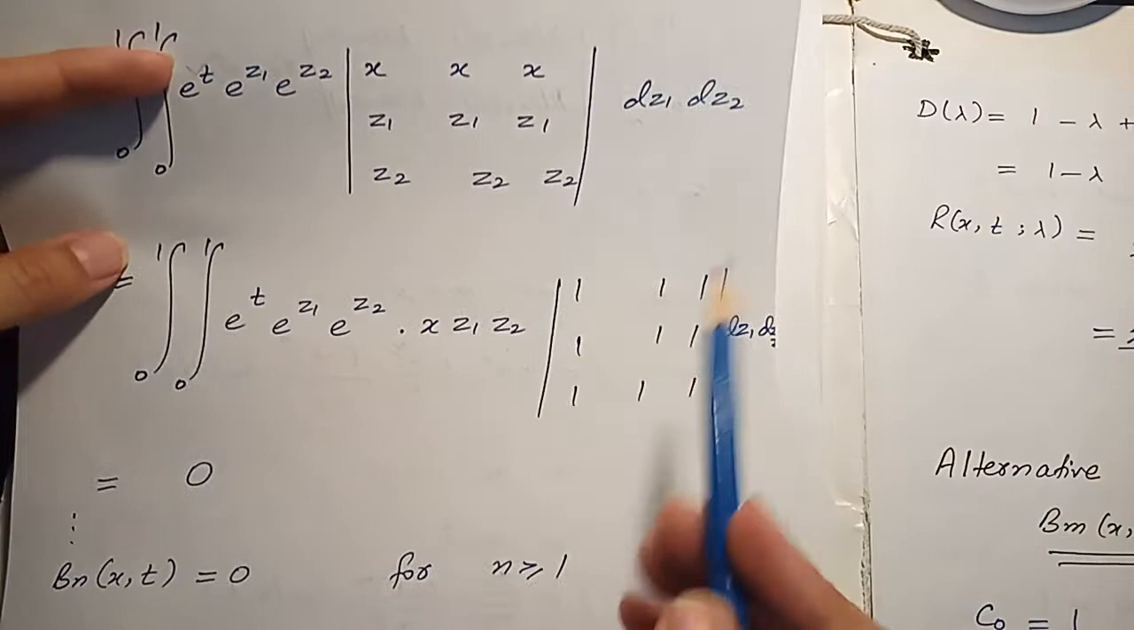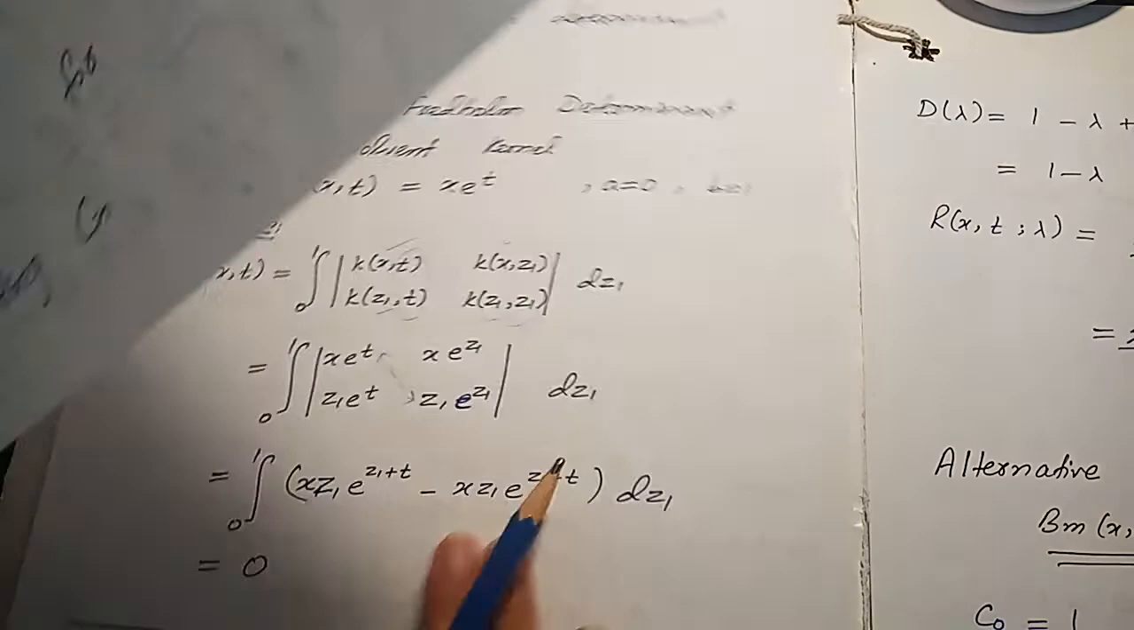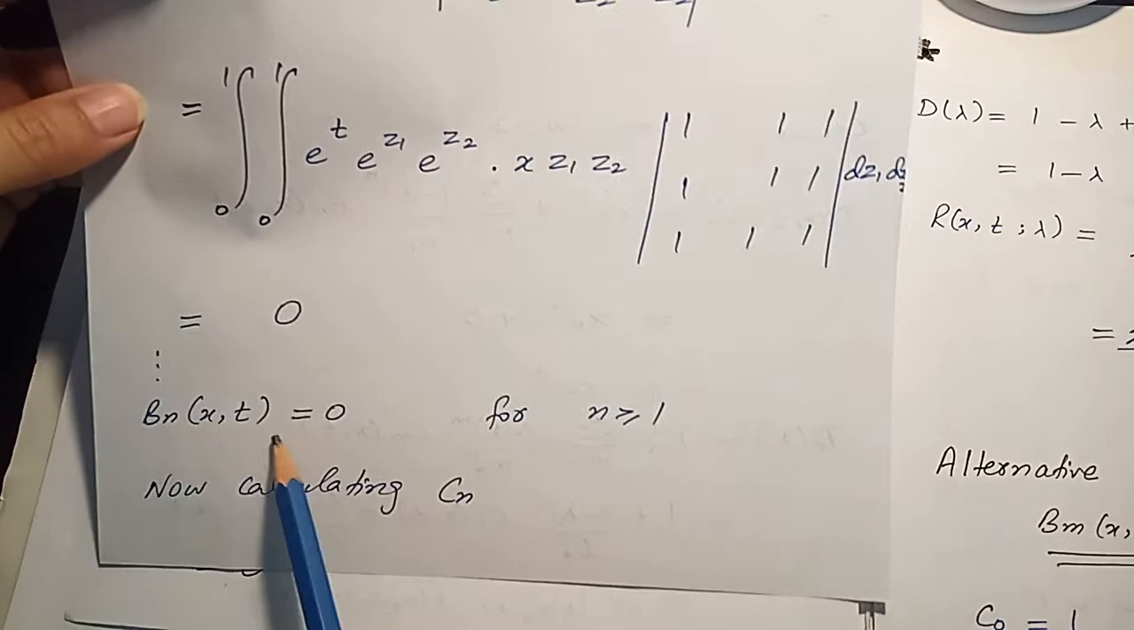Now you know the rules of determinants. If two rows or two columns are the same, the determinant is going to be 0. So if this determinant is 0, everything goes to 0. So you see, B1 is 0, B2 is 0. So it means all the Bn of (x, t) are 0 for n greater than or equal to 1.